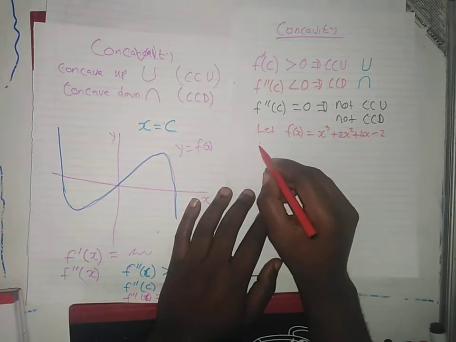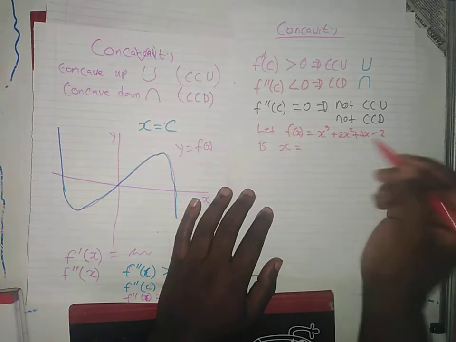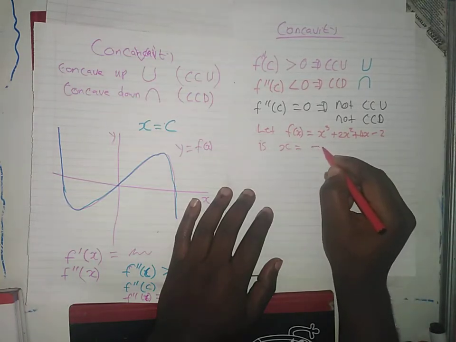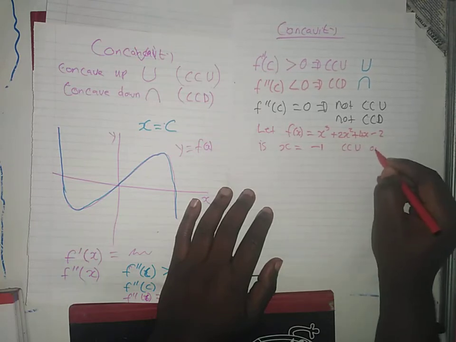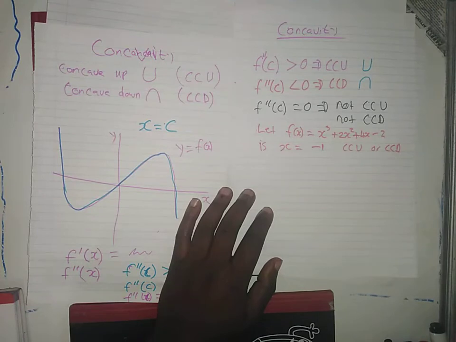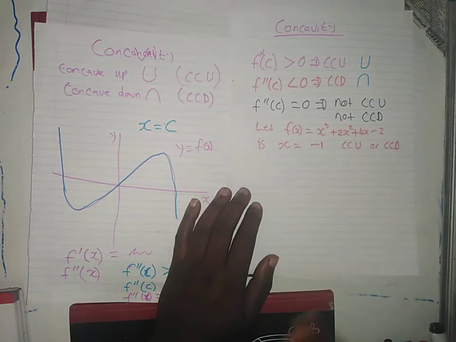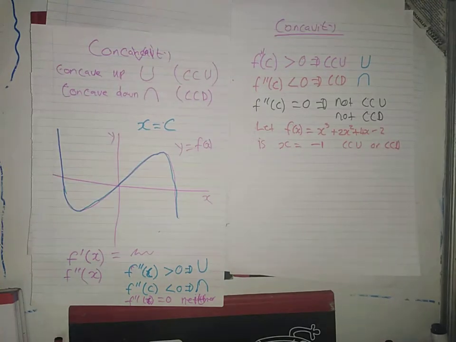They say to you, is x equal to, say, minus 1 concave up or concave down? You must choose between the two. As we explained earlier, you already have this information, so you know what to do here.